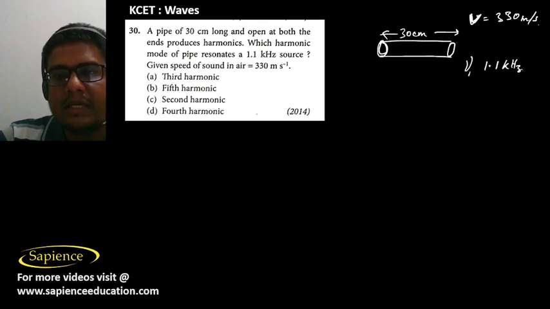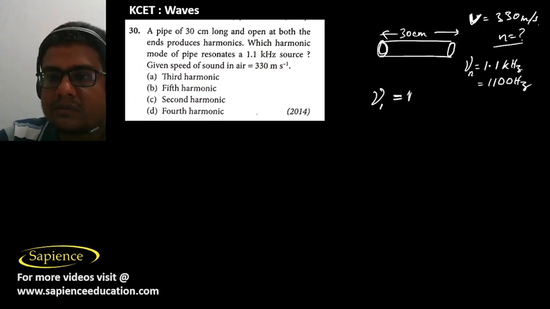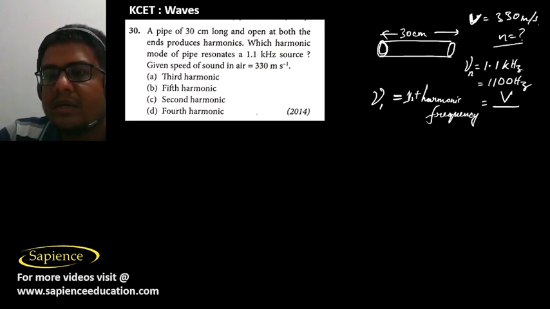Let it be the nth harmonic. So the nth harmonic is 1100 hertz. So we have to find which harmonic that n is. Here we know that the first harmonic, which is the fundamental frequency, is given as v by lambda.